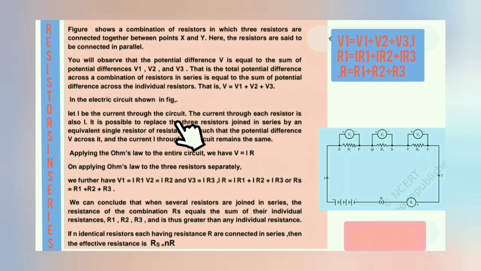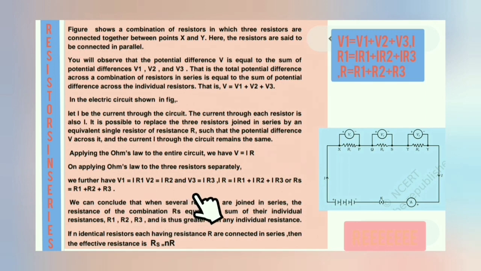Let I be the current through the circuit. The current through each resistor is I. So we can say that V is equal to IR, and together we write V1 is equal to IR1, V2 is equal to IR2, V3 is equal to IR3. So V is equal to V1 plus V2 plus V3, that is IR is equal to IR1 plus IR2 plus IR3. We can conclude that RS, that is all the resistors connected in series, is equal to R1 plus R2 plus R3.